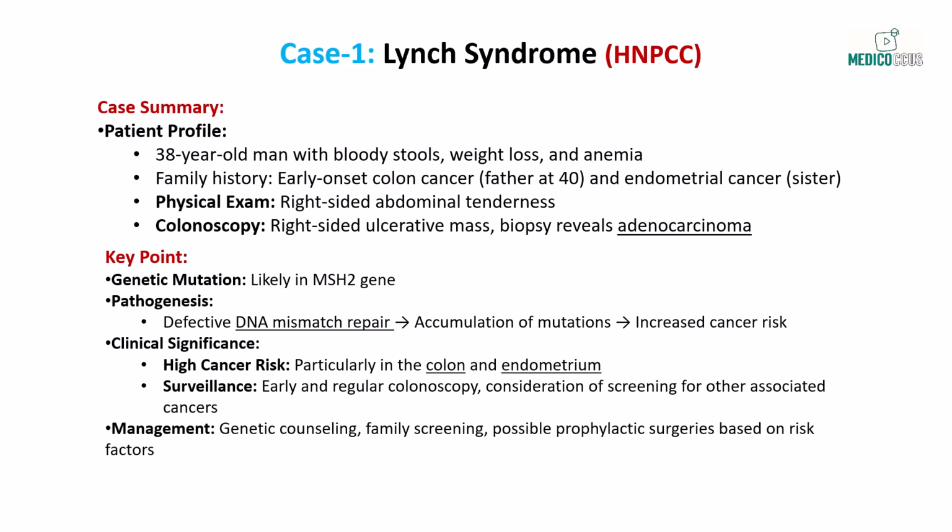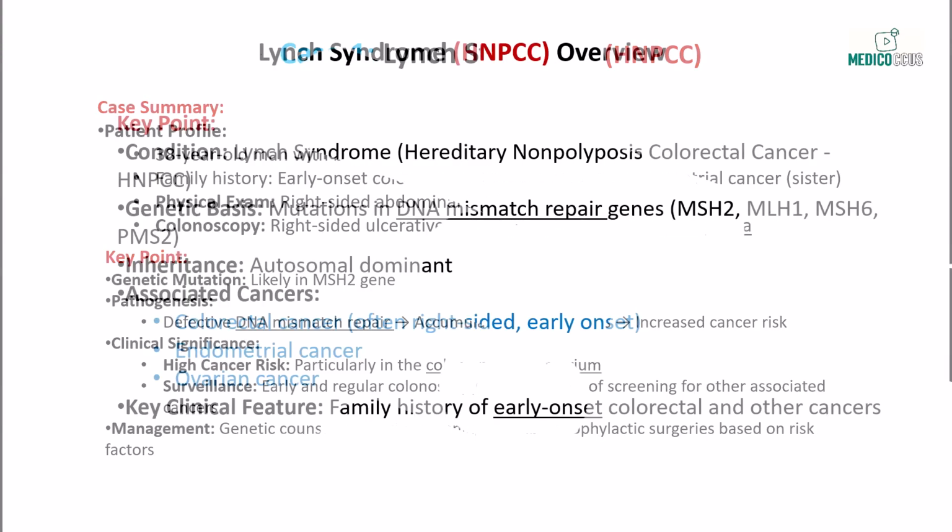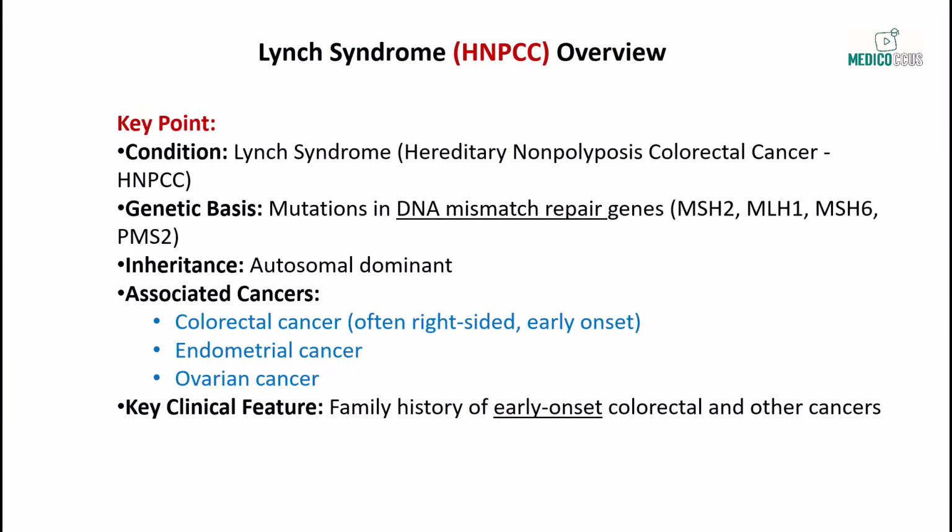His sister has been diagnosed with endometrial cancer. On physical examination, he has mild right-sided abdominal tenderness, and stool testing is positive for occult blood. Colonoscopy reveals a right-sided ulcerative mass in the colon, and biopsy confirms the presence of adenocarcinoma. Given the patient's young age and family history, Lynch syndrome is highly suspected.